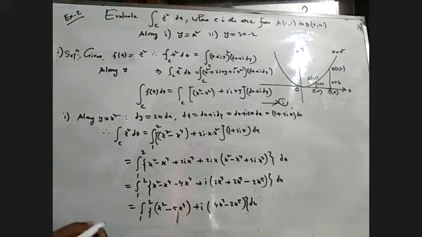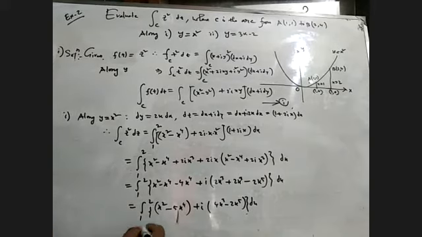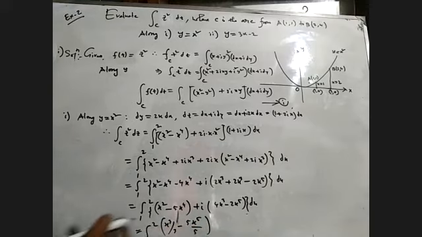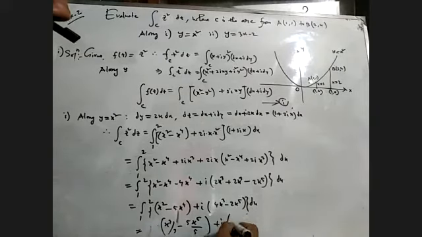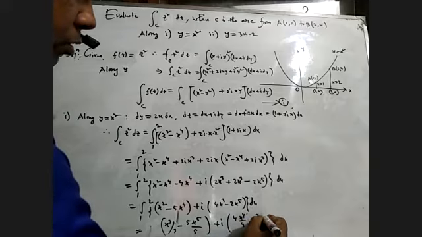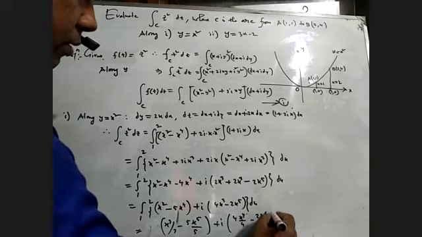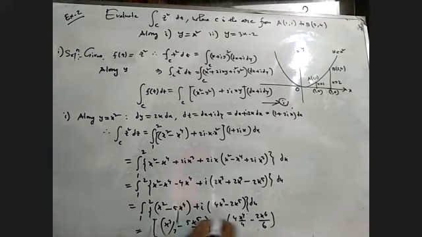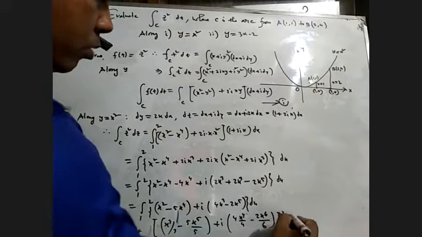Now easy integration. This will be what? 1 to 2, x cube by 3, x to the power 5 divided by 5 after integration, plus i, 4x to the power 4 divided by 4 minus 2x to the power 6 divided by 6. Now the limit will be what? 1 to 2.